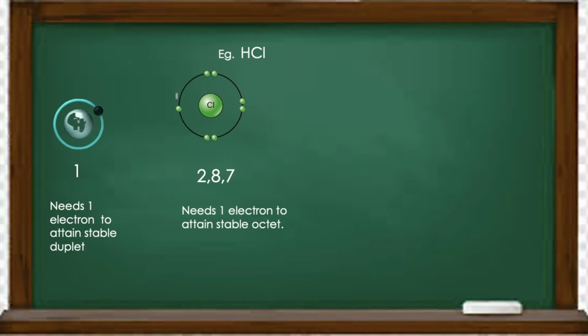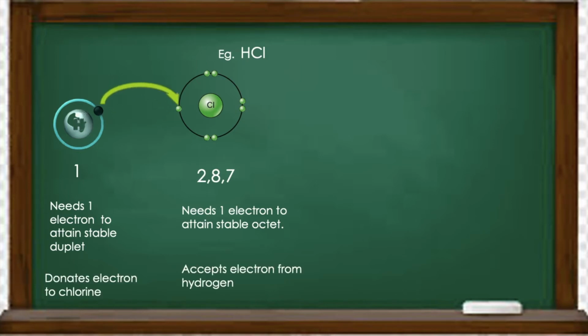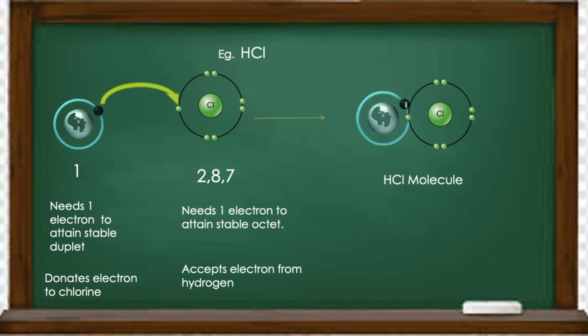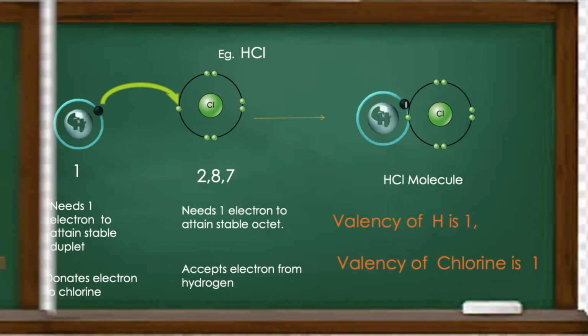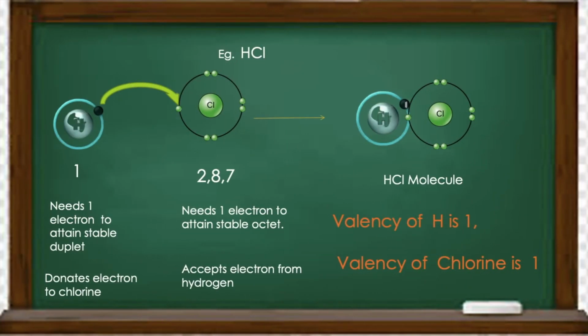But how do they form compounds? Here, sharing of electrons comes into the picture. Both atoms share their 1 electron and form the HCl molecule. Now, hydrogen valency is 1 and chlorine valency is also 1. Why do both atoms have valency 1? Hydrogen donates 1 electron, chlorine accepts 1 electron. So, how many electrons are involved? Only 1 electron. That's why valency is 1. Now for both atoms, valency is the same.